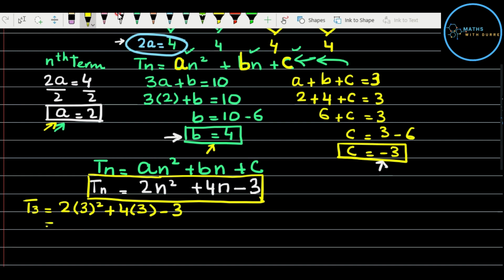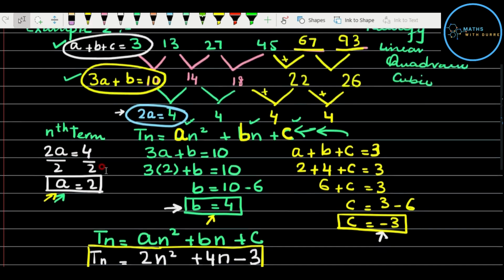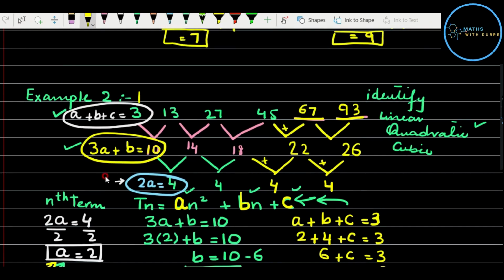Now we will calculate it. 3 squared is 9, 2 times 9 is 18, 4 times 3 is 12, so 18 plus 12 minus 3. The answer will be 27. We will cross check it. Just look at this original sequence. This is T1, this is the second term, and here is the third term. So yes, the third term is 27.